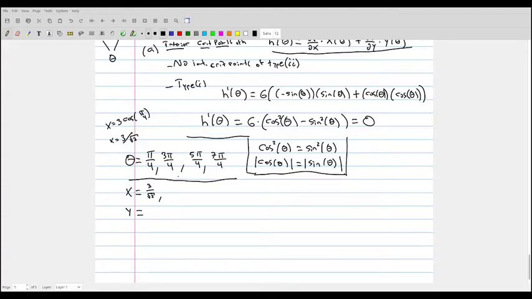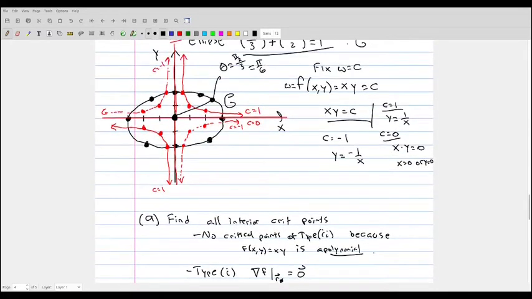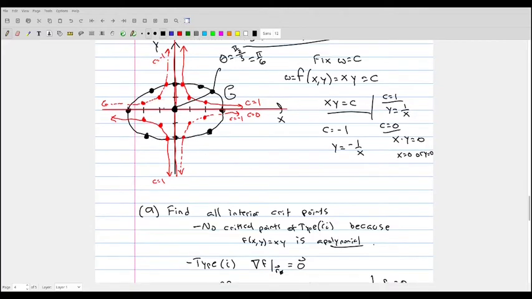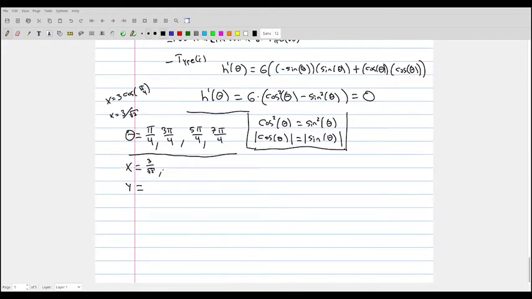For 3 pi over 4, that corresponds to this angle right here, you have exactly that x is going to be negative 3 times 1 over the square root of 2, when you directly plug into our parameterization. Same thing for 5 pi over 4, and then for 7 pi over 4, you'll have that x is 3 over the square root of 2 again.